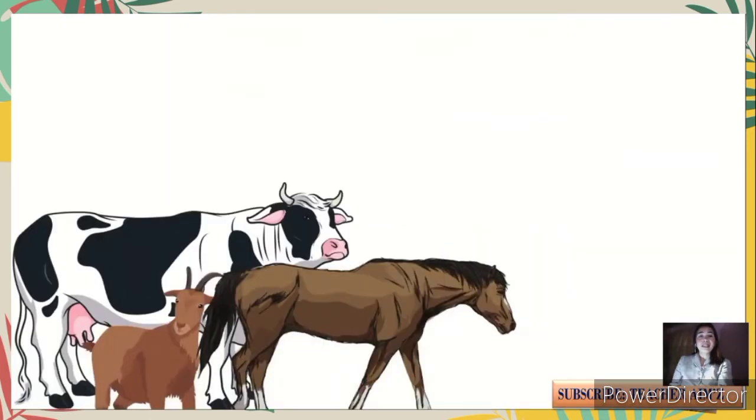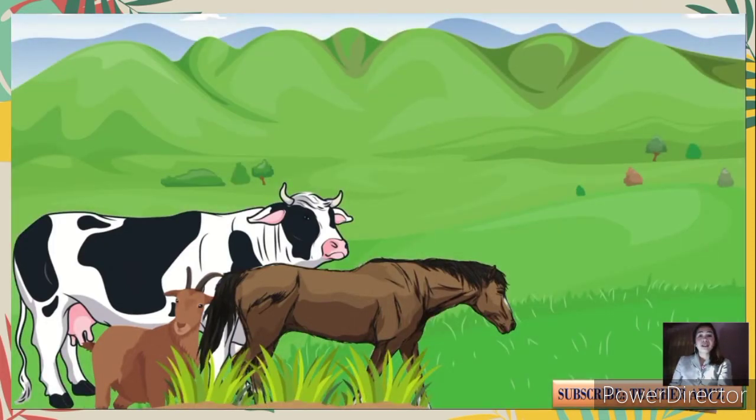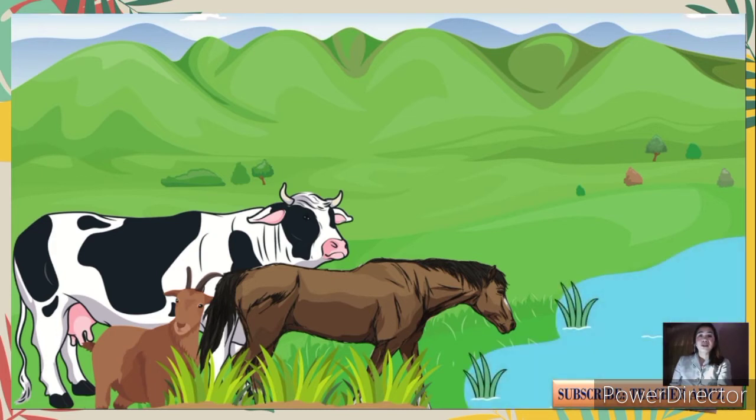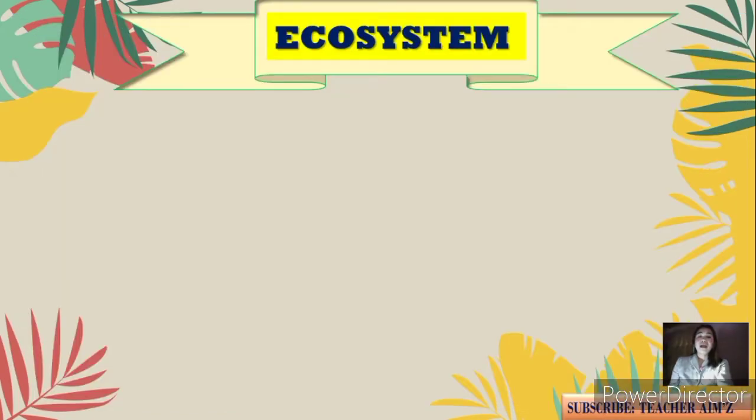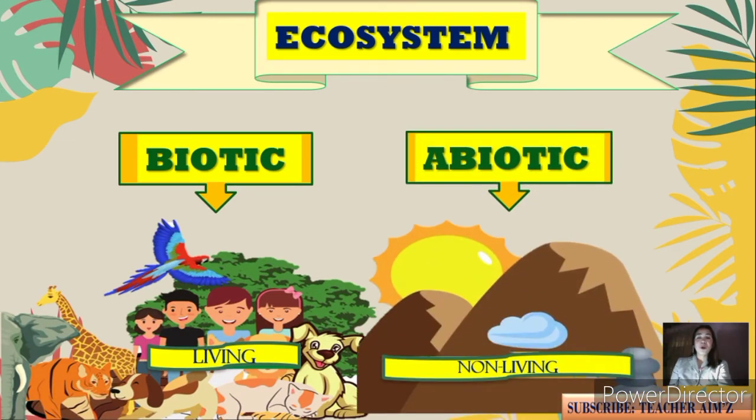Organisms have basic needs such as food and shelter. However, food and shelter is not enough to support life. Living organisms need other things like water and air to survive. Organisms are affected by the different components of an ecosystem. Ecosystem has two components, the biotic and abiotic component.